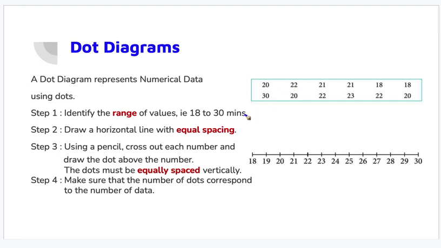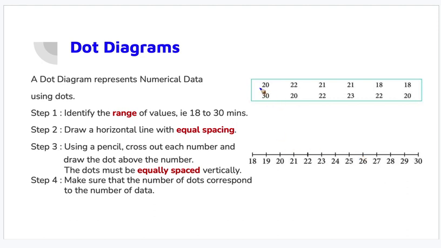To draw a dot diagram, we must first take a look at the lowest value and the highest value, which is the range. The lowest being 18 and the highest is 30. So we draw a line ranging from 18 to 30. Make sure that the numbers are in running order and that they are equally spaced.